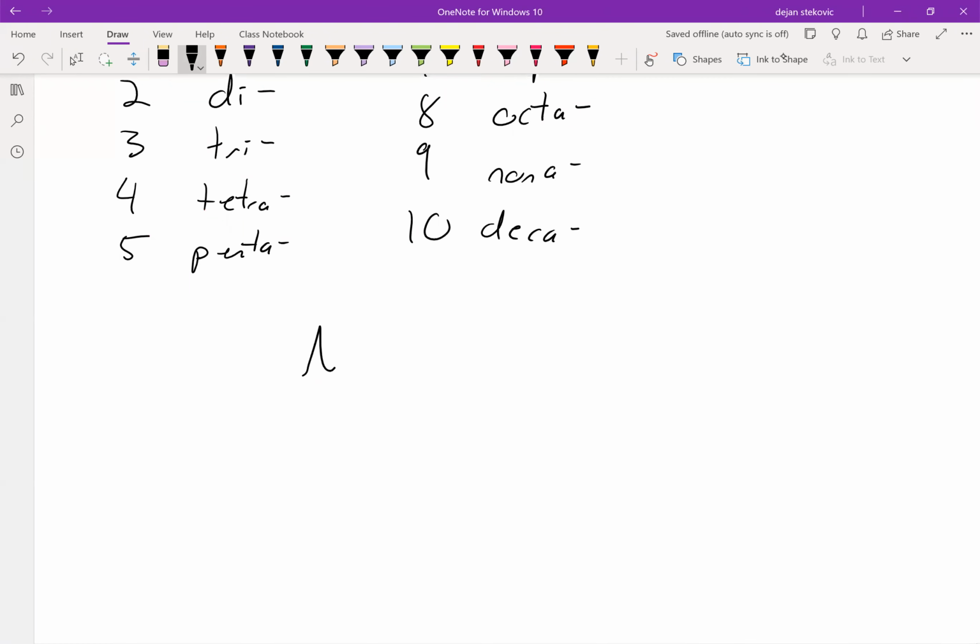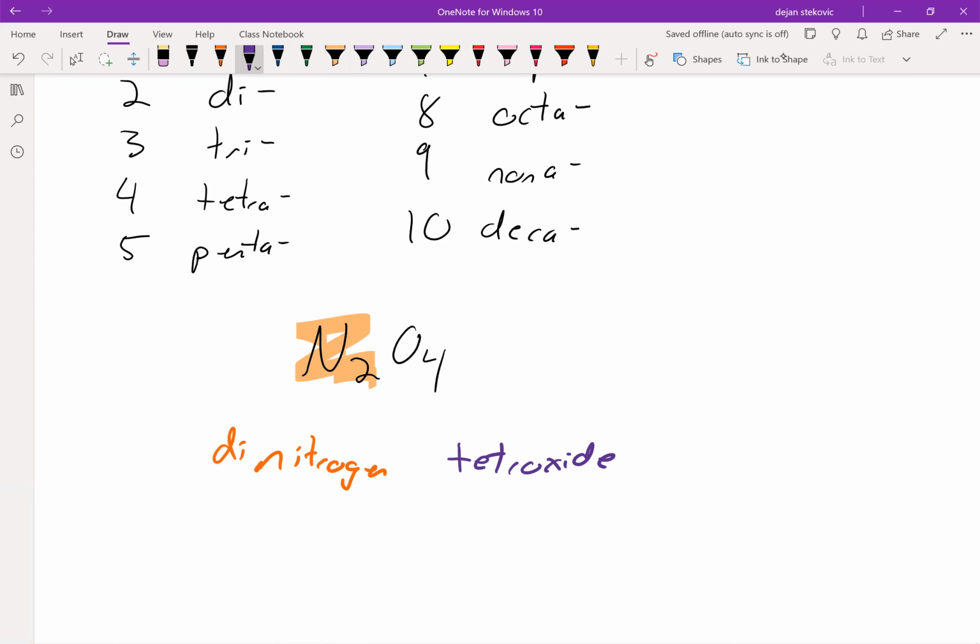So for example, if we have N2O4, here's our first part, that's nitrogen. So this is dinitrogen. The N would not be capitalized. And then we have 4, so we go with tetroxide. Notice there is a little bit of a weird thing here. It's not tetraoxide, it's just tetroxide.